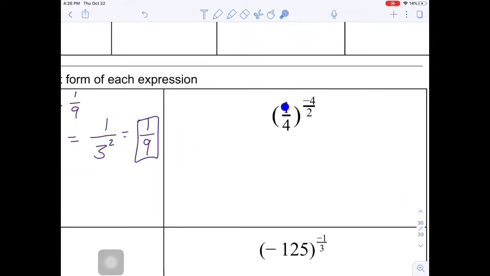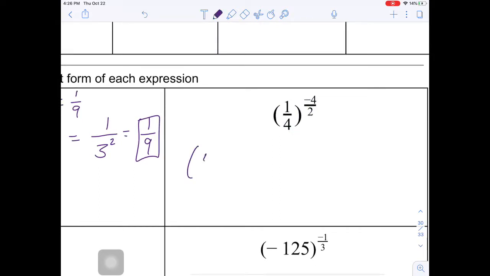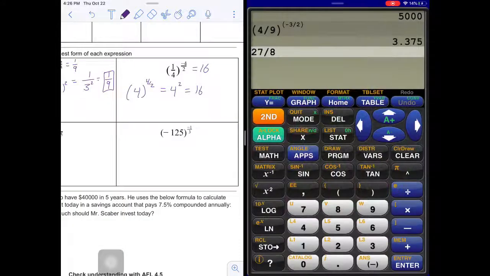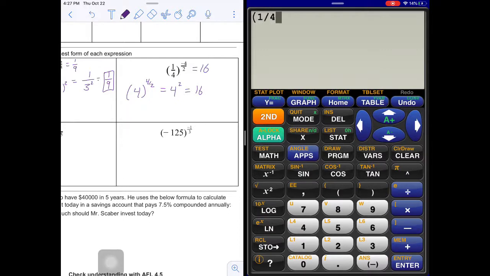So I have 1 over 4 to the power of negative 4 over 2. So again, I have a negative value here. As soon as I have a negative exponent, let's get that turning into positive by taking the reciprocal. So this will be 4 to the power of positive 4 over 2. Now I can simplify this. 4 dividing 2 simply equals 2. And now I'm left with 4 squared, which will be 16. So this equals 16. And again, let's utilize our calculator to check my answer. Okay, so brackets 1 dividing 4, bracket, to the power of, bracket, negative 4 over 2, brackets. And that will give me 16.